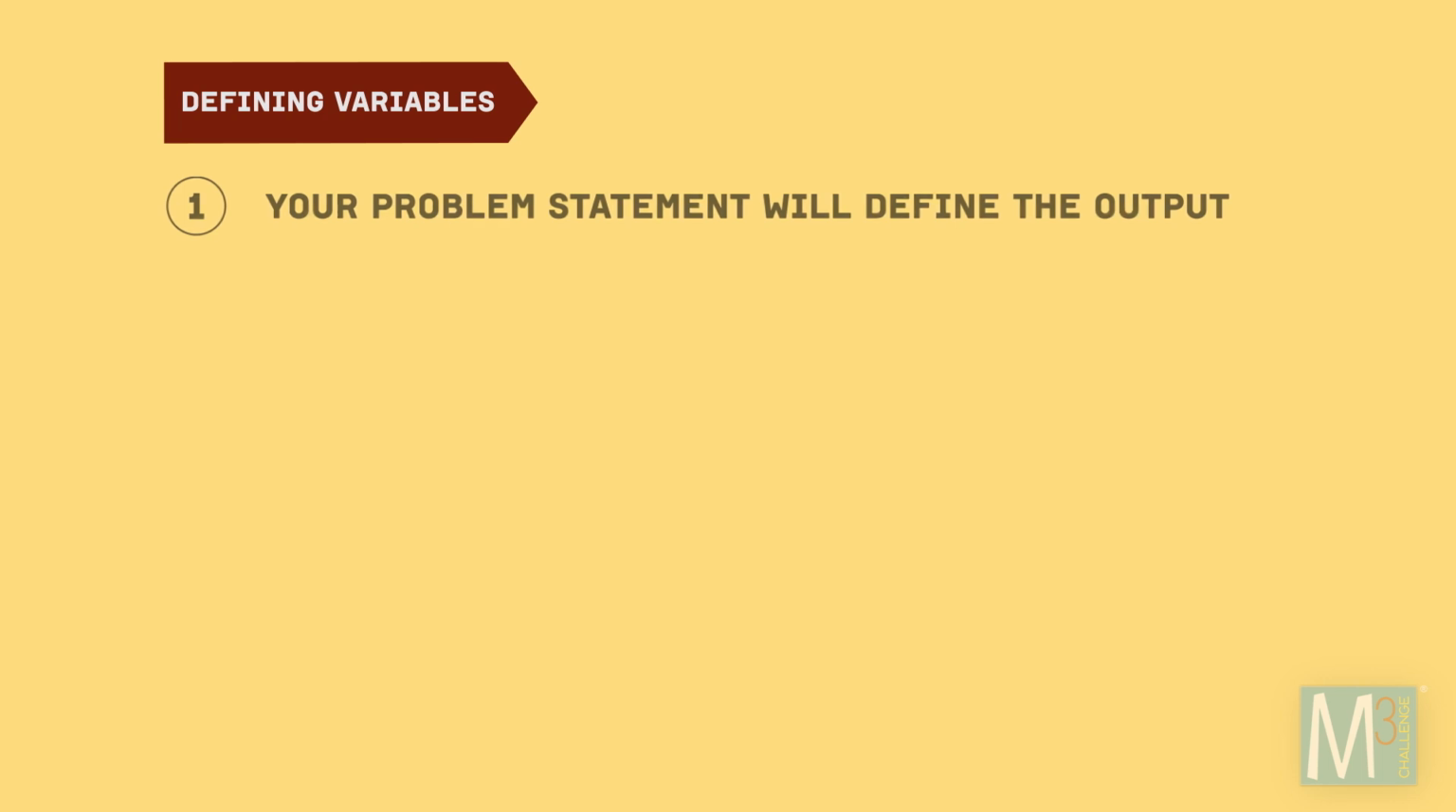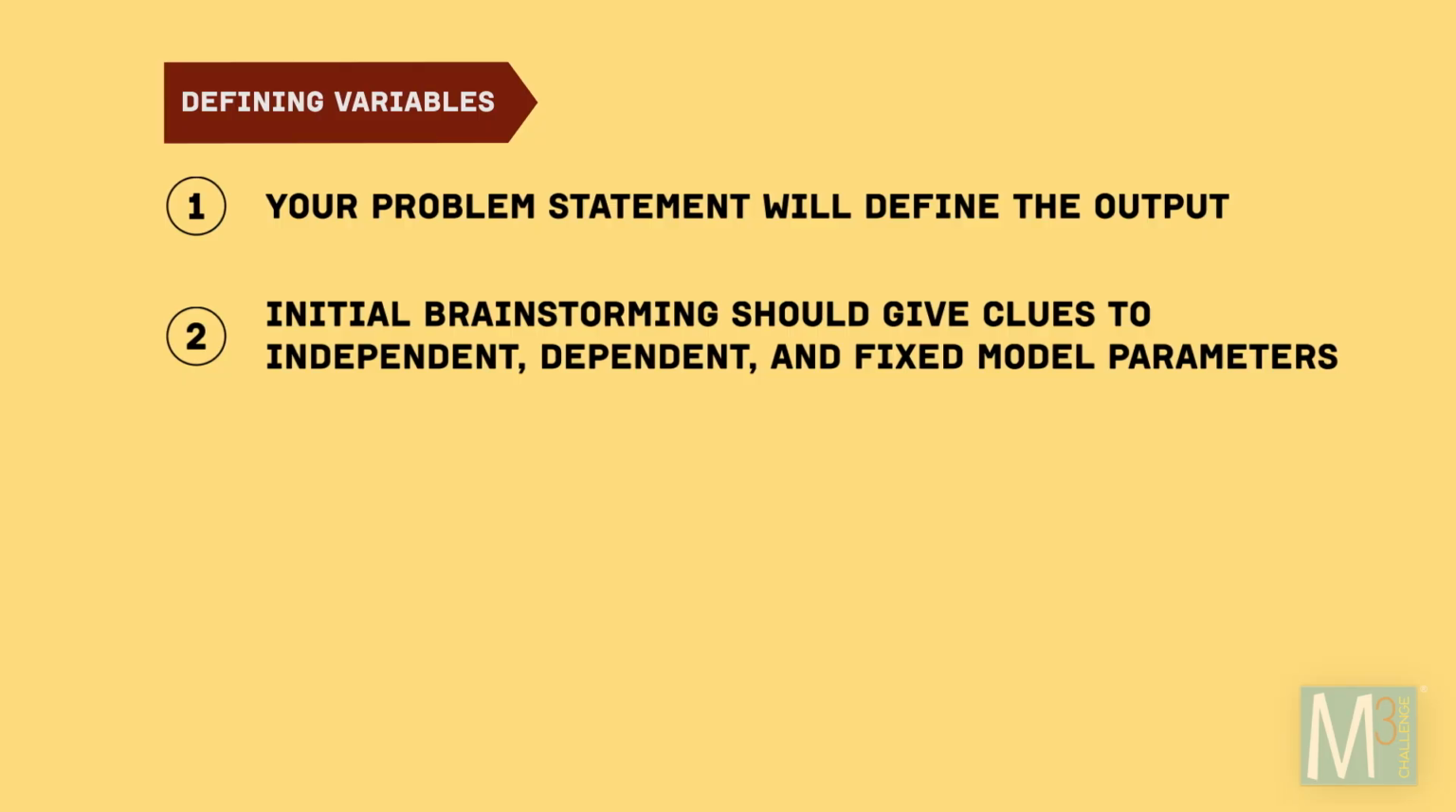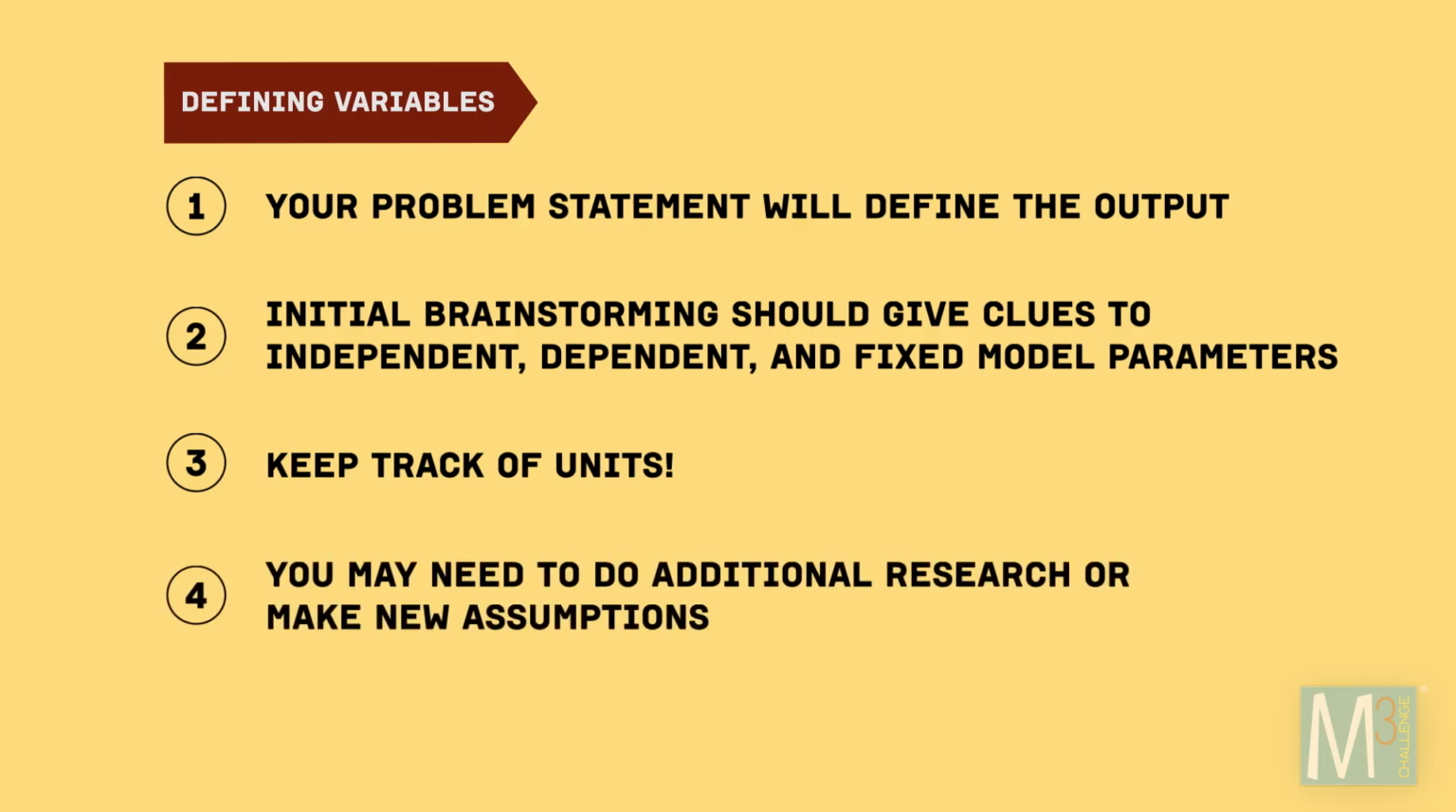Here are some things to remember when defining variables. Your problem statement will define the output, or dependent variable, of your model. Your initial brainstorming should give you the clues to define your independent, dependent, and fixed model parameters. Keep track of the units of measurement you're using because they can reveal relationships between variables. You may need to do additional research or make new assumptions to find values or parameters.